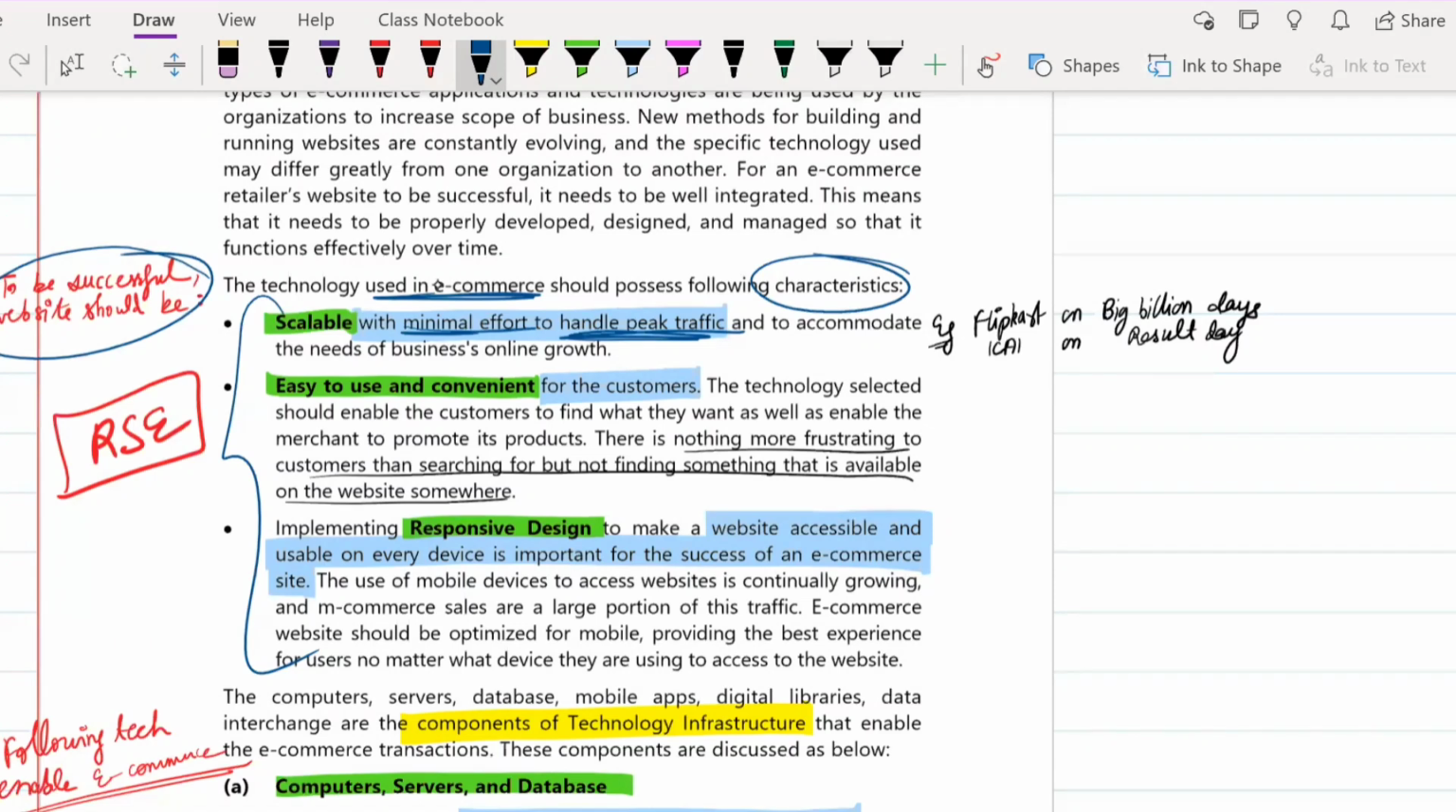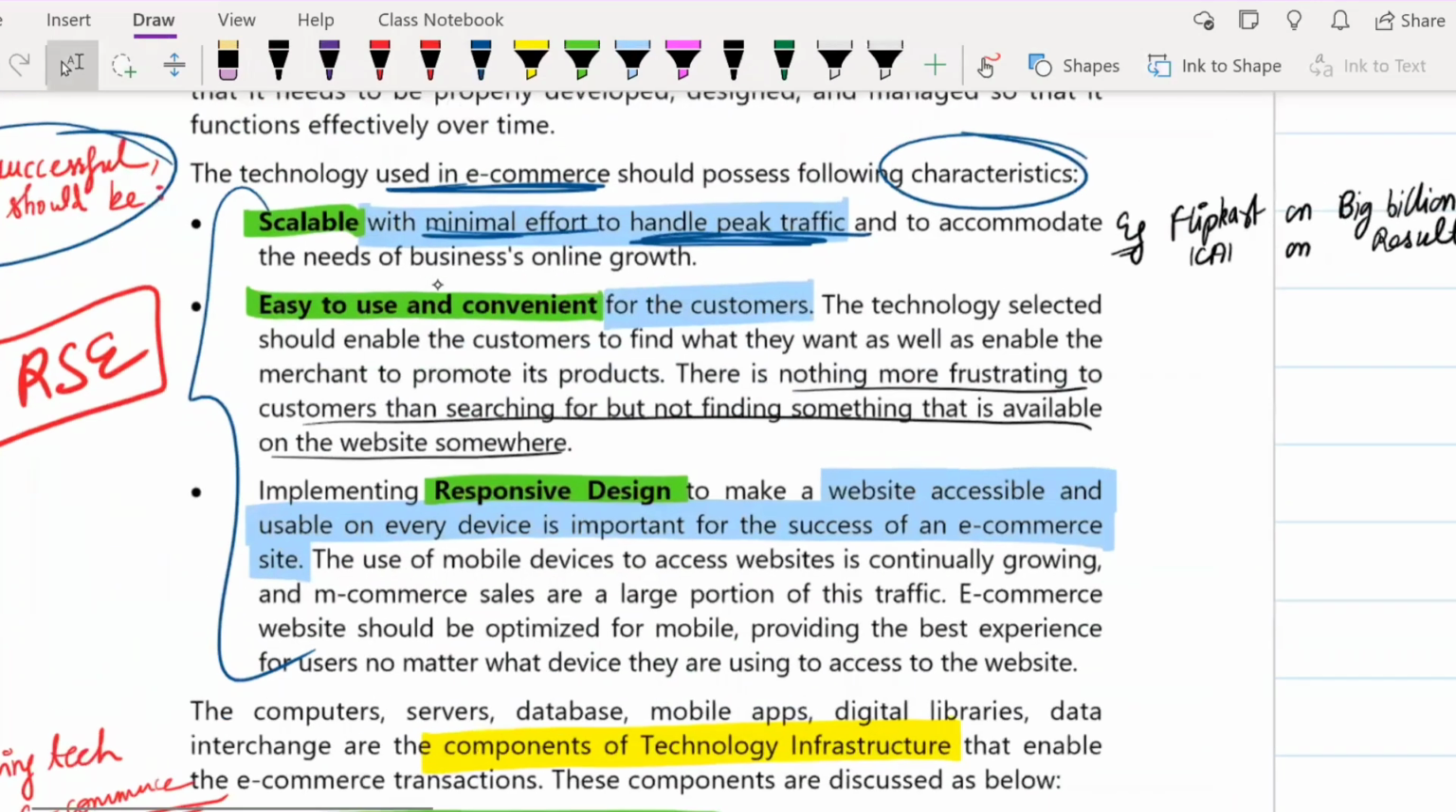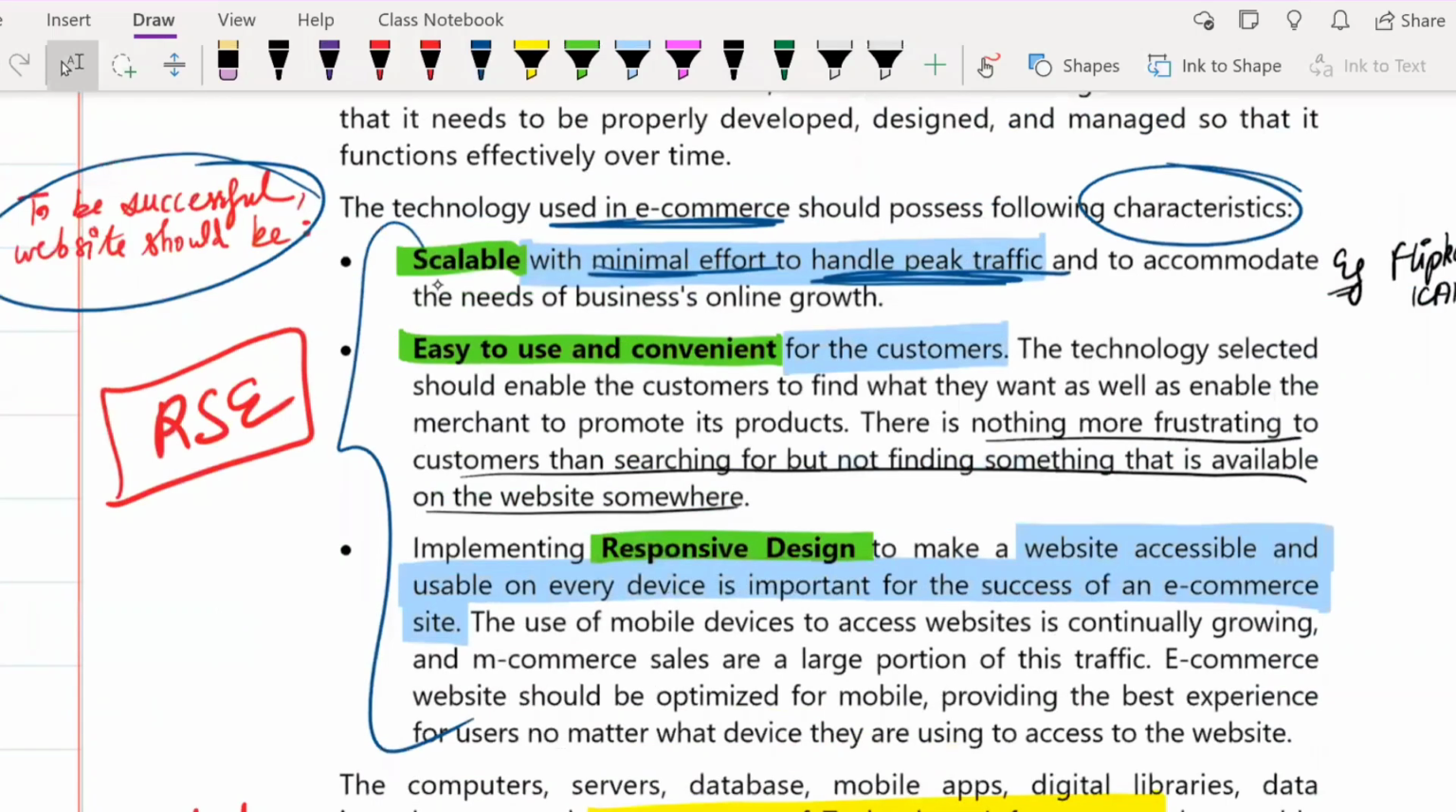It is not scalable because, on the day of results, all the students go to check the ICAI website, a lot of traffic is generated, and it will get crashed. But in the case of Flipkart, you would not have seen it crash on Big Billion Days and all. So the website of Flipkart is scalable. With minimal efforts itself, it is able to handle peak traffic.